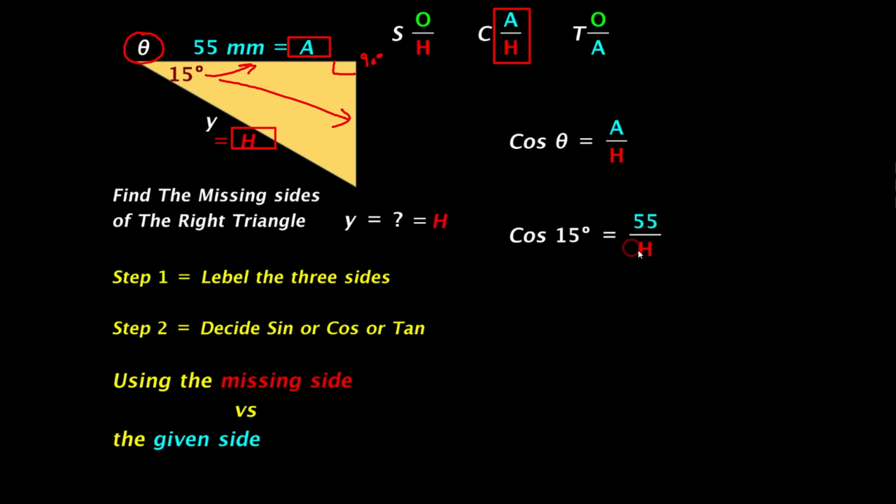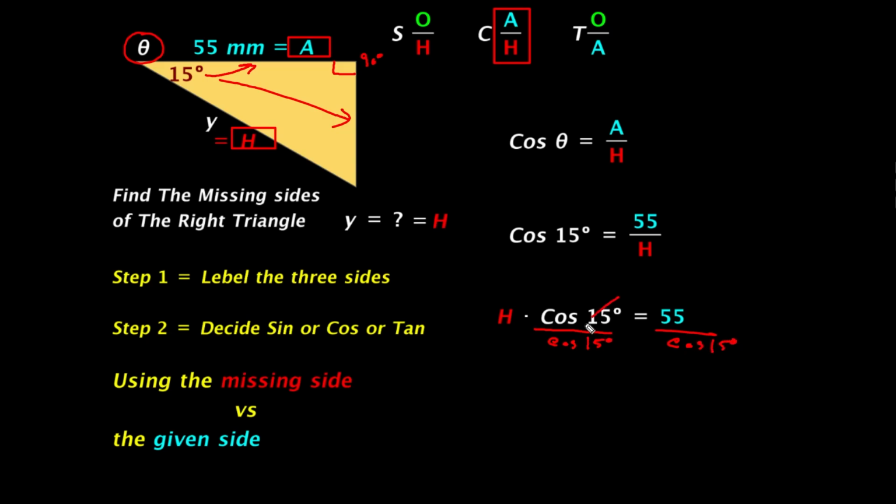We can simply cross multiply. We have done it in the very beginning level of algebra. Cross multiply the H and the cos of 15 degrees. So H times cos of 15 degrees equals 55. We have to isolate H. How can we isolate H? We have to divide this left side by the same value as cos of 15 degrees, and we have to do the same thing on the right hand side.